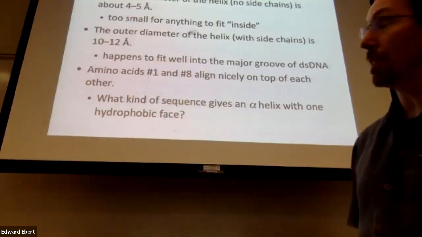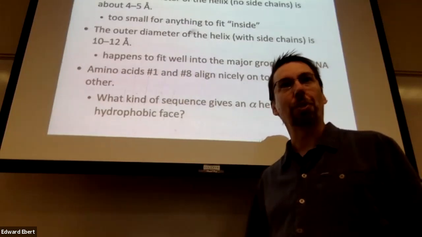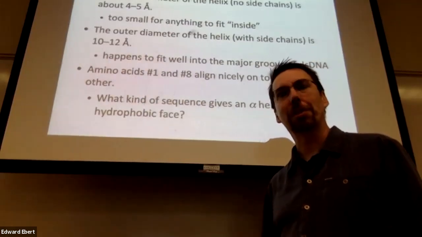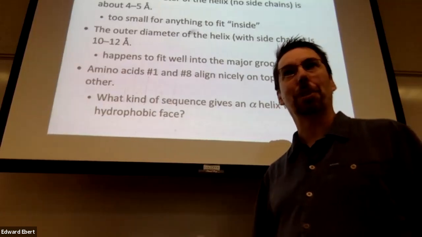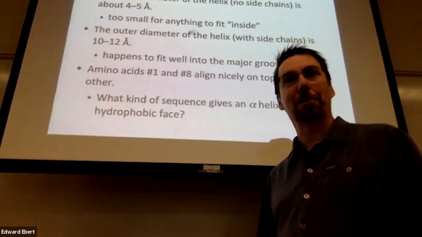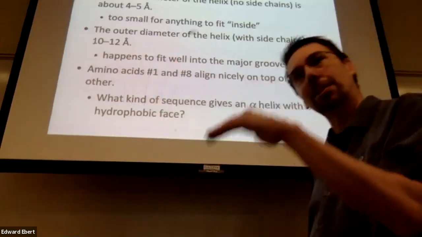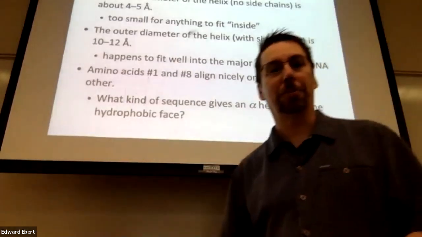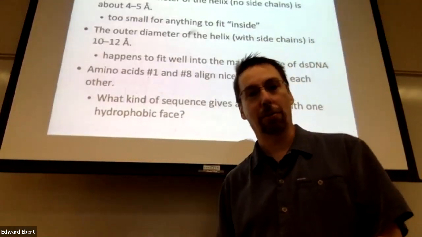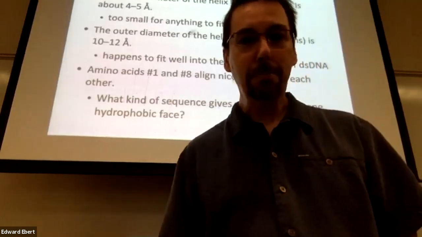Outer diameter tends to be about 10 to 12 angstroms. So cool thing about this, that's about the width of the major groove of double-stranded DNA. So a lot of our proteins, you can think of our histones in particular, are going to have alpha helices that can just sit in that major groove and interact with DNA to help facilitate winding or unwinding or making it accessible, all sorts of that good stuff in there.